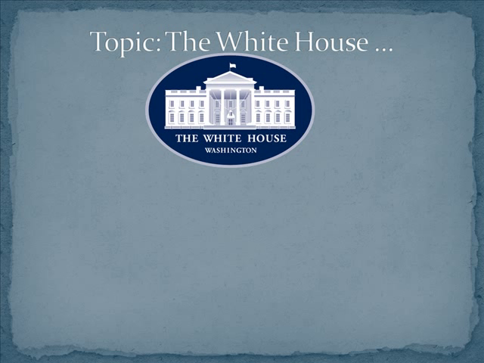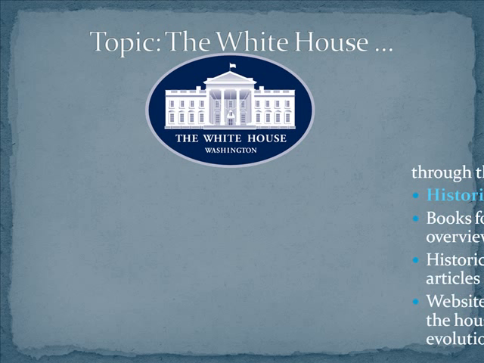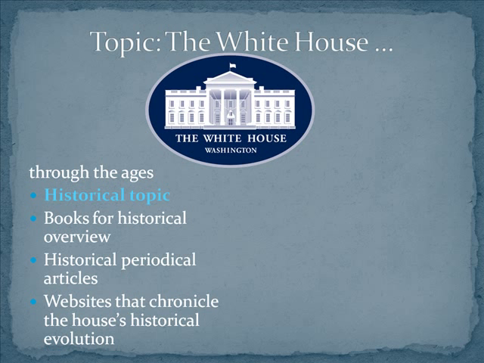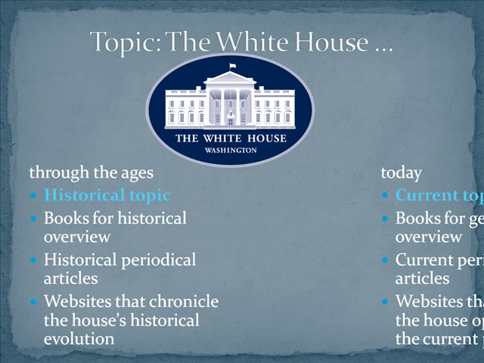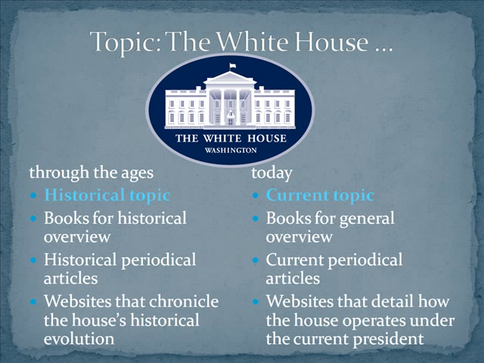Say a teacher assigns a paper on the White House. The students can decide how to narrow a topic. Student A might decide to write his paper on the White House through the ages, while student B will write his paper on the White House today. Each student will use books, periodicals, and websites, but the first student will use older sources that detail the evolution of the White House, while the second student will use sources written since the last election.